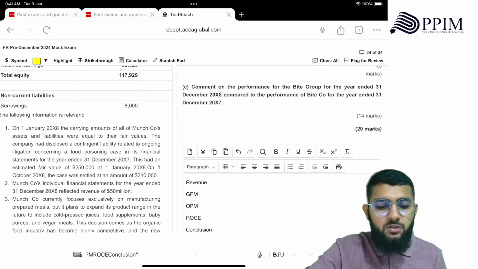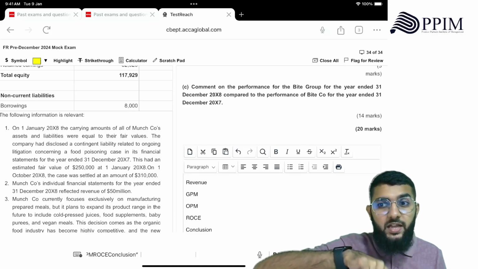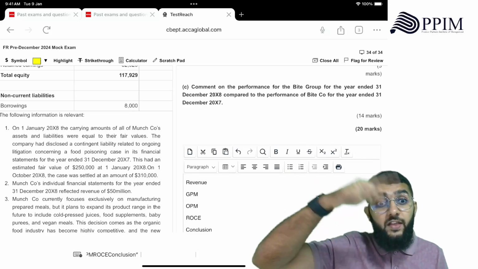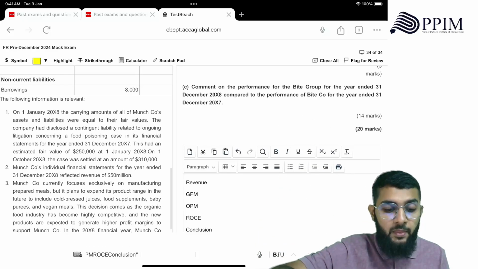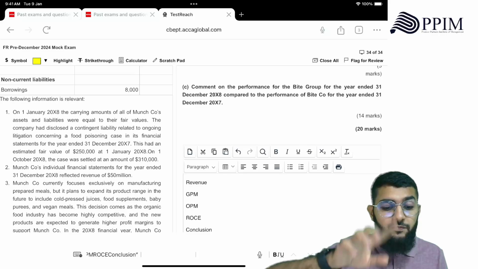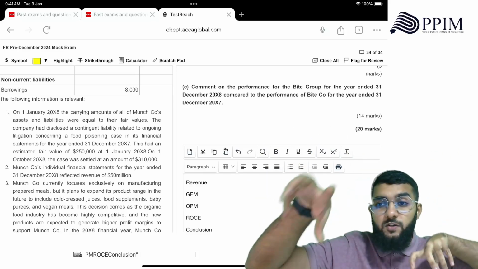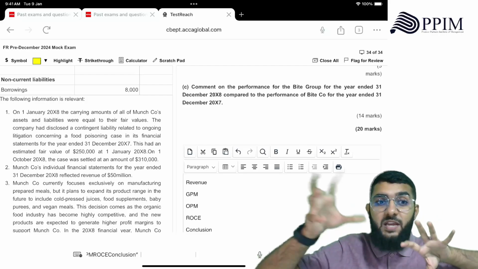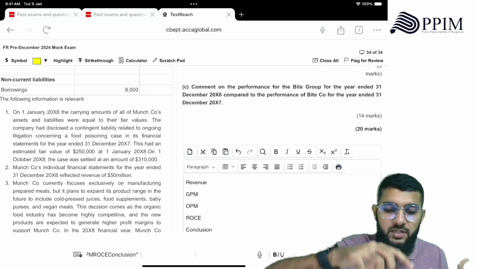Now the first note talks about the contingent liability, 310,000. There's a litigation at Munchco that is higher than the fair value. So if there's a future impact of that, that would be impactful. So interpret that part as that. Then individual financial statement reflected revenue. So revenue, you have to show individually what was Byte's, what was Munchco's, how well the acquisition has done, and how much contribution Munchco has made.